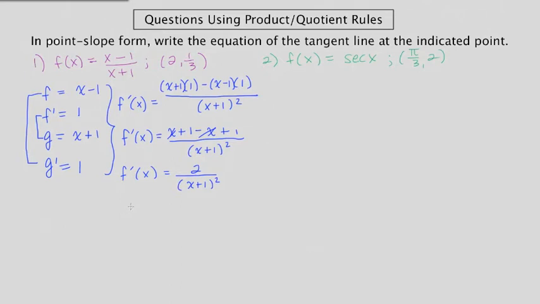So to write the equation of a line, we need the slope, and this is where the derivative comes in. Now the indicated point is when x is equal to 2, so we're going to plug that in for x. And we end up getting 2 over 2 plus 1 squared, which is 2/9. So that's the slope of the tangent line at that point. So using point-slope form, we conclude the problem with y minus 1/3 is equal to 2/9 times x minus 2.